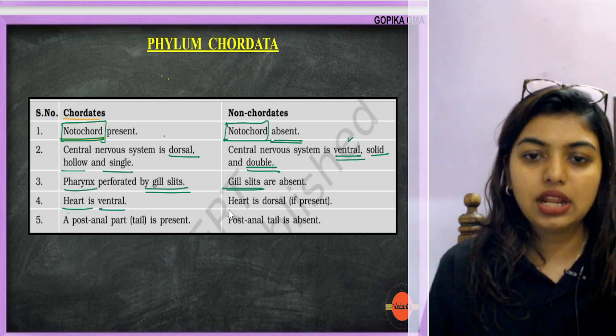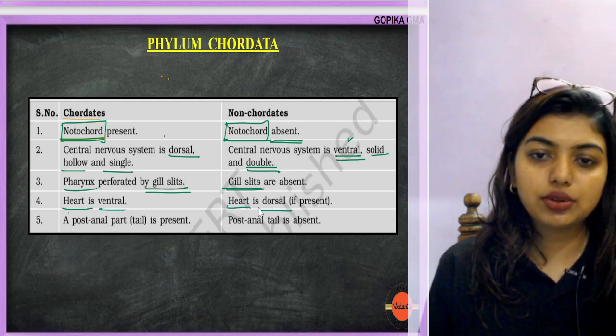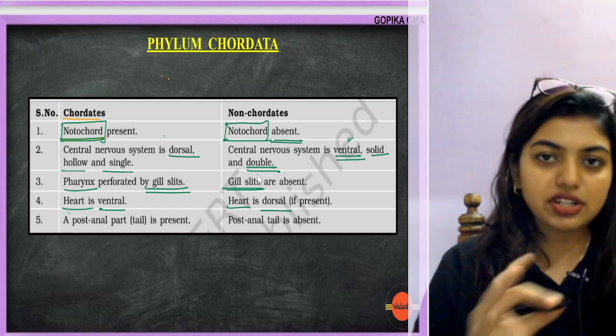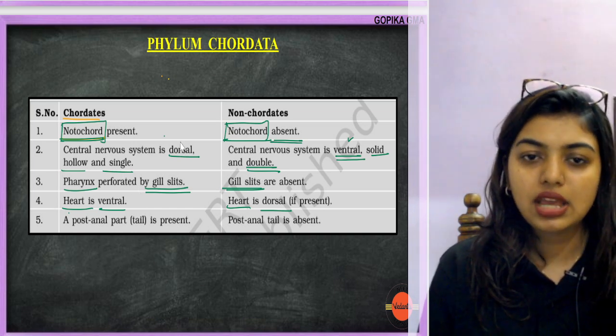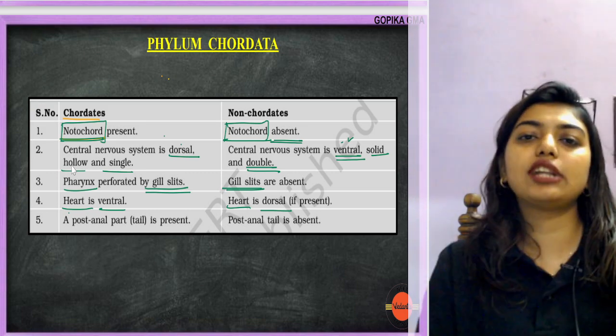Heart is ventral, heart is dorsal. Okay, heart is ventral, heart is dorsal here. So here you can see everything is basically dorsal-ventral differences. Here you can see the same thing. Here it was dorsal, here it was ventral. So if you know one side, you can just write the opposite on the other side.